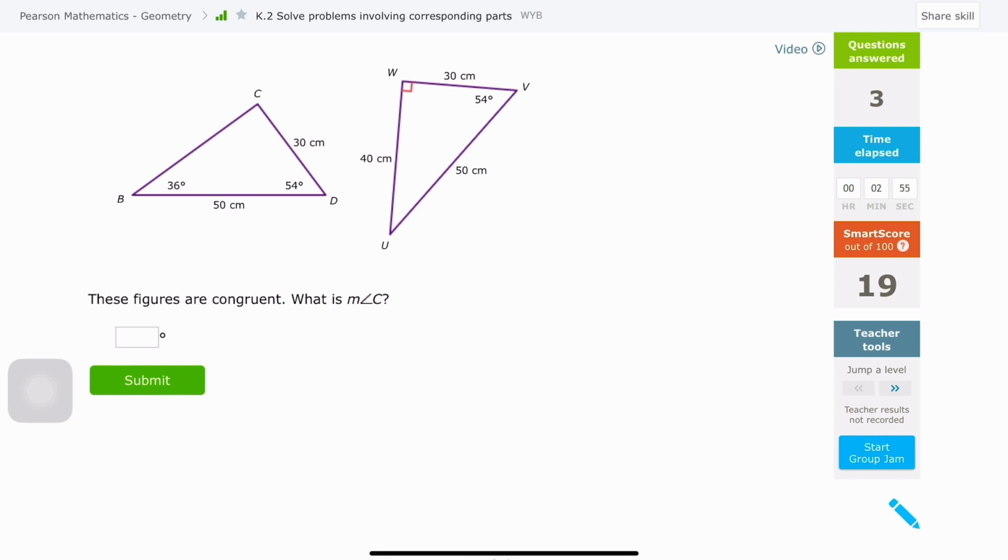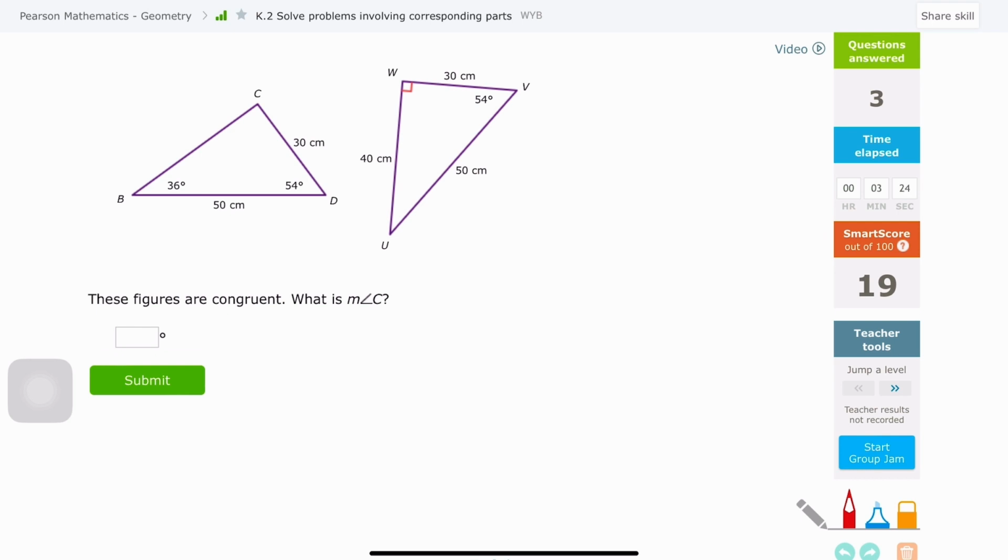We have our third example. These figures are congruent. What is the measurement of C? So here we have 36, then we have 54, and then we have angle C. So angle C is the side. You can solve these kinds of problems in more than two methods, which you're free to do. So here the easiest way, I would highly suggest you follow this method.